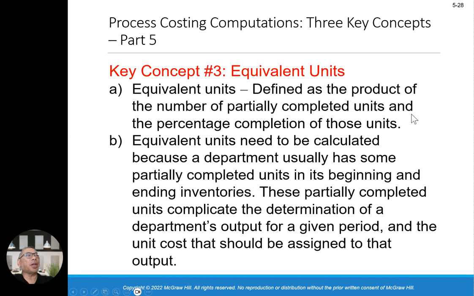Key concept number 3: equivalent unit is defined as the product of the number of partially completed units and the percentage completion of those units. Equivalent units need to be calculated because the department usually has some partially completed units in its beginning and ending inventories. These partially completed units complicate the division of a department's output for a given period and the unit cost that should be assigned to the output.